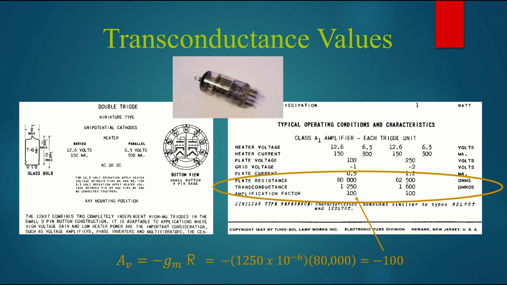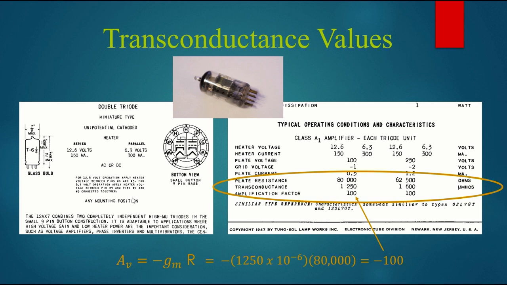Now, where do we get that transconductance, that GM value from? Well, this is a data sheet from, I believe, a 12AX7, which is a dual triode tube. And you can see in some of the tabular data here that they have what's called an amplification factor, sometimes called mu, but there's also the transconductance here. And in this case, it's 1250 micromhos.